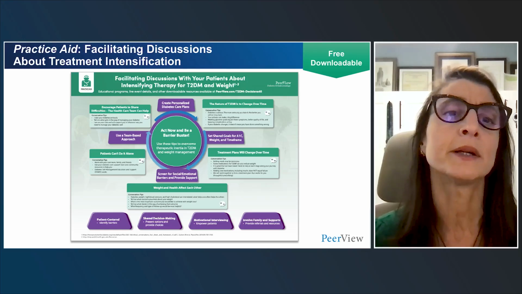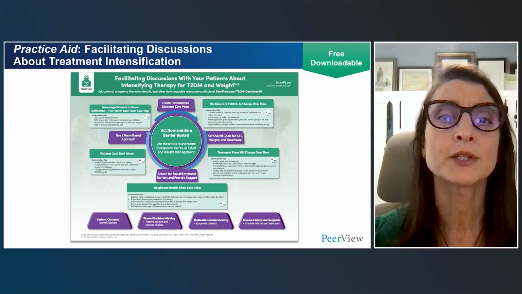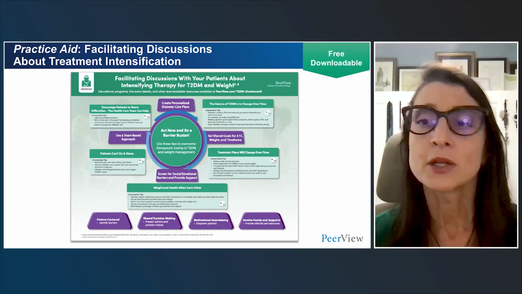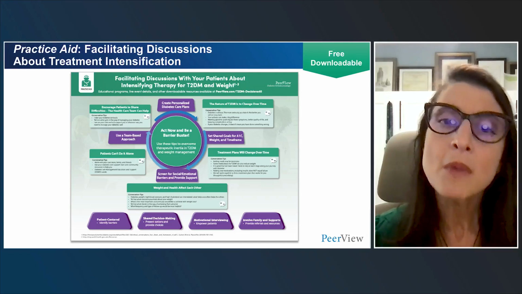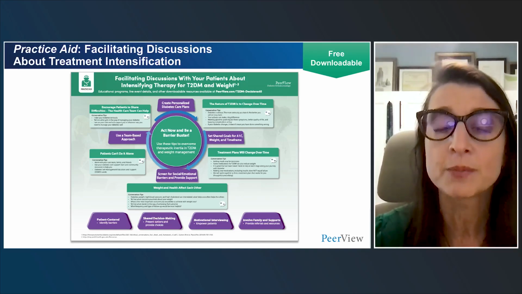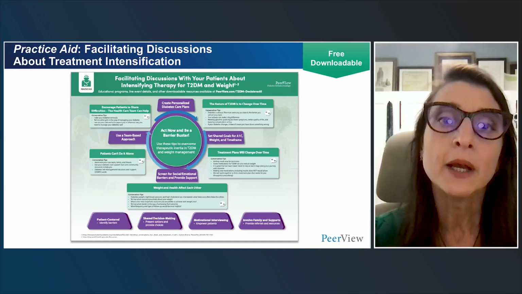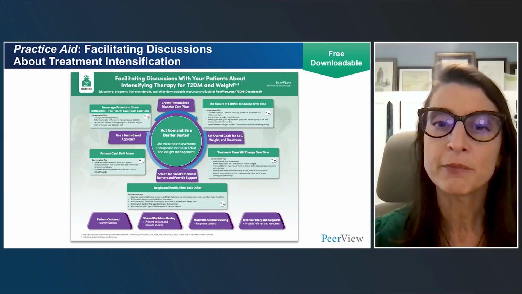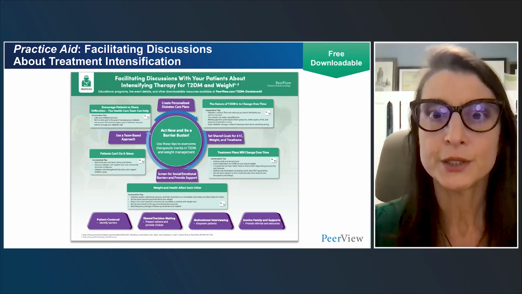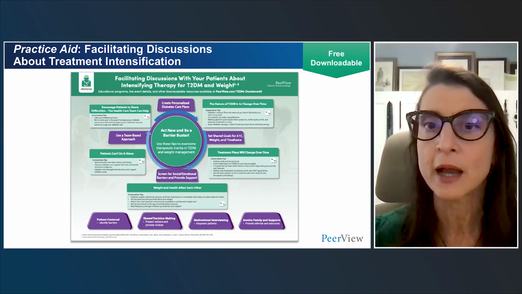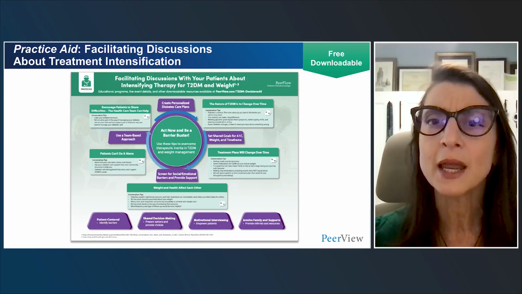So this slide here is facilitating discussions with your patients about intensifying therapy for type 2 diabetes and weight. So I didn't mention Anna's weight, but 42% of the adults in the United States have a BMI that's high enough to put them in the obesity category. So it would not be surprising that there was some issue with weight. So while I may not have mentioned it, let's say that she does have a BMI of about 32. So it's not just enough to address her blood sugars, but we also have to think of that comorbidity. On top of that, she's gained more weight.